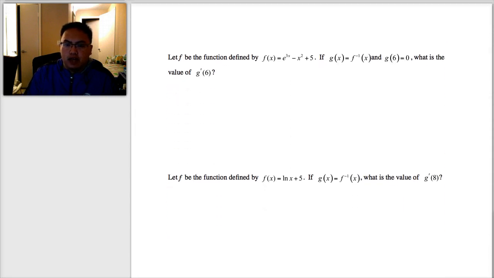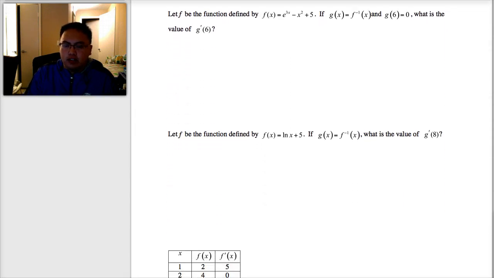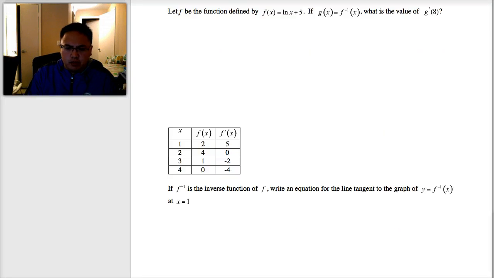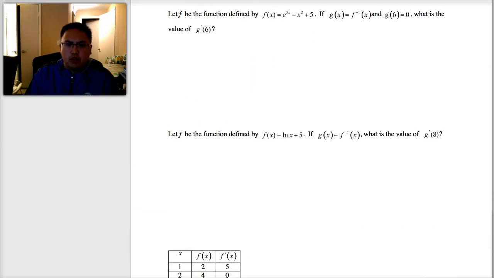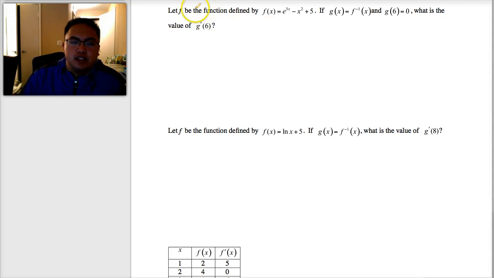Obviously, you guys are bright enough that I could move on to a little bit more challenging problems. But I think this is the only one that I want to do for you guys today. Just one more. It says let f be the function defined as this.